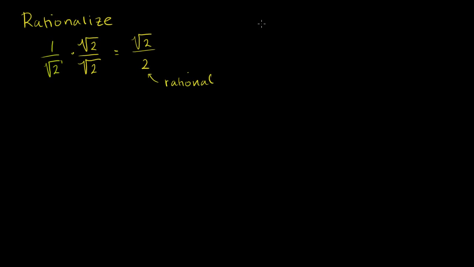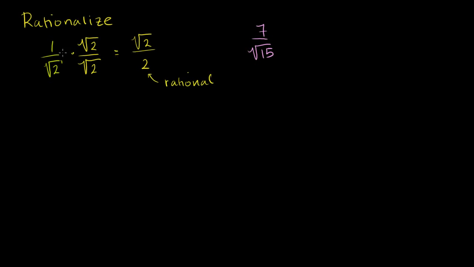Let's say I had 7 over the square root of 15. So the first thing I'd want to do is just simplify this radical right here. Let's see, square root of 15. 15 is 3 times 5. Neither of those are perfect squares. So actually, this is about as simple as I'm going to get.